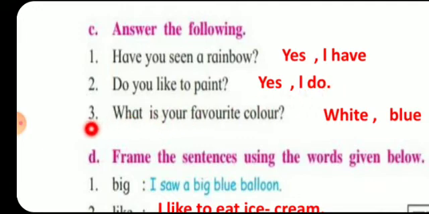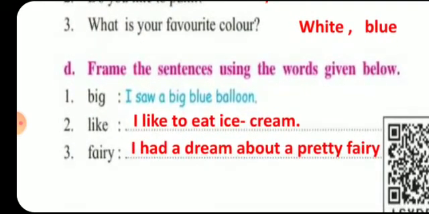Okay. Now third question is, what is your favorite color? So I have written white and blue. You can write your favorite color also. Okay. Name of your favorite color. Now question number D. Frame the sentences using the words given below. Children, here a word is given and you have to make a sentence, and in that sentence that word should be used. See, example is given.